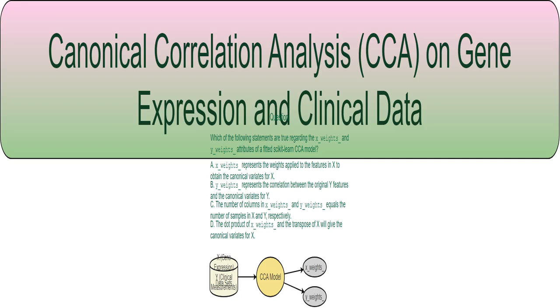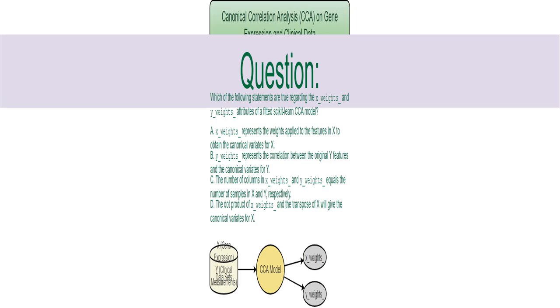I'm analyzing gene expression data, X, and clinical measurements, Y, using a statistical method called canonical correlation analysis, or CCA for short. CCA helps me find the best linear combinations of these two datasets that show the strongest correlation with each other. Think of it as finding the hidden connections between genes and patient characteristics. This is the main question. I'm going to evaluate the accuracy of statements about the weights that the CCA model produces.